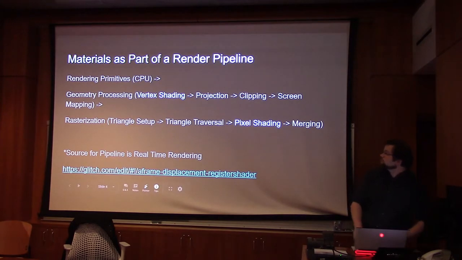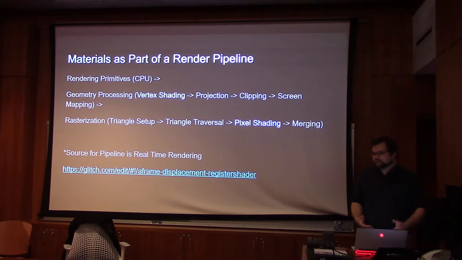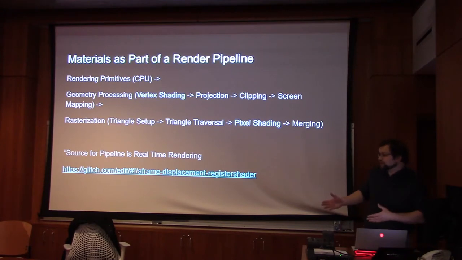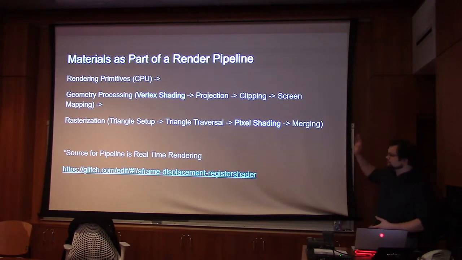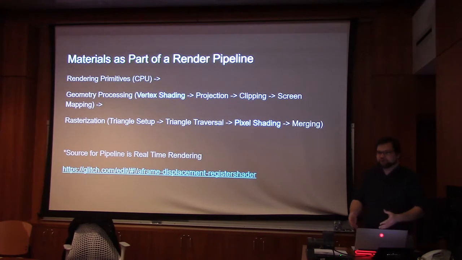There we go. Okay, so that's what a material really does for a surface. You can take everything from a sphere to a basic mesh and do crazy things with it. What are materials as a pipeline? This is a very simplified version of a very exhaustive explanation of exactly what your GPU is doing when you tell it to render something on the screen.